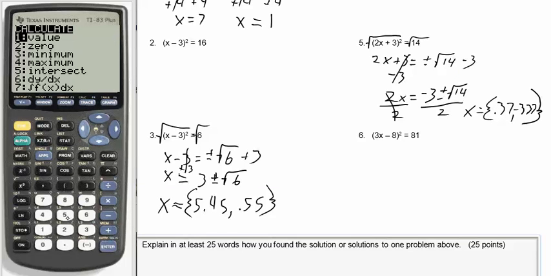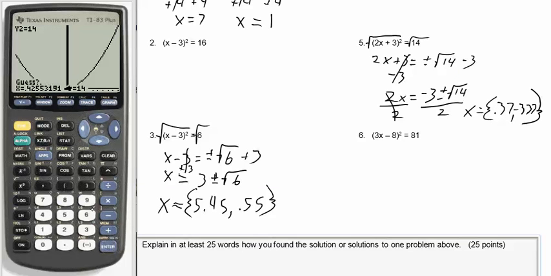Second, calculate, intersection is 5, enter, enter. Guess there's a negative, I don't know, 5 or so it looks like. And it says no, it's negative 3.37, which is exactly what we got. All right, I'll leave number 6 for you.